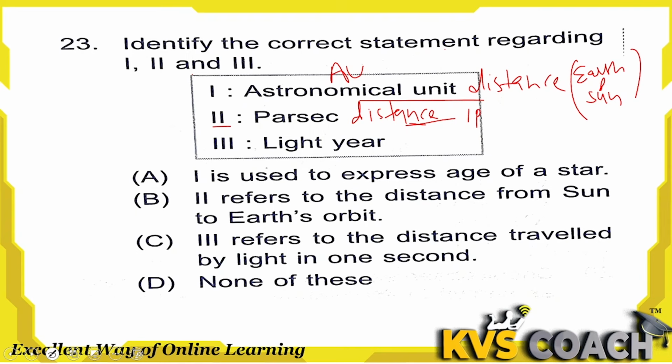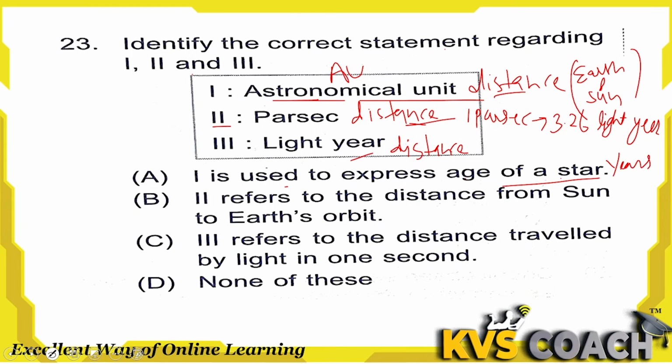1 parsec is equal to 3.26 light years, okay. Light year is also the measurement of the distance, that light travels in a vacuum, okay. So option A, is used to express the age of stars. No, this is for the distance, not for the age. For age of the stars we use years or billion years, okay. Second, refers to the distance from the sun to earth orbit, that is parsec. No, that is AU. For sun to earth we use AU because parsec is a very large unit for this distance. So AU is the correct unit for this distance. So this is also a wrong statement.